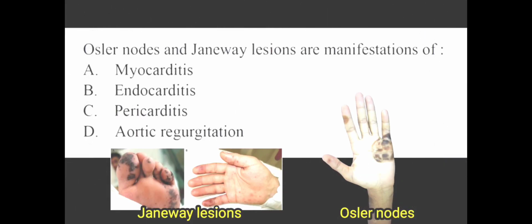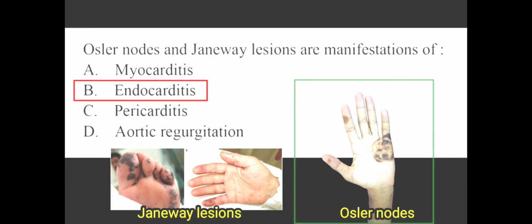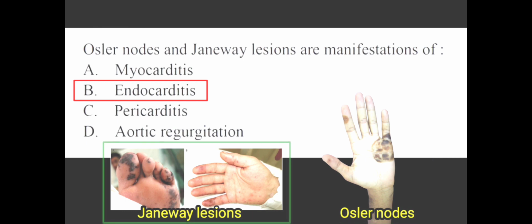Osler nodes and Janeway lesions are manifestations of A. Myocarditis, B. Endocarditis, C. Pericarditis, D. Aortic regurgitation. And the correct answer is B. Endocarditis. Osler's nodes result from the deposition of immune complexes. The resulting inflammatory response leads to swelling, redness and pain that characterize these lesions. The nodes are commonly indicative of subacute bacterial endocarditis, whereas Janeway lesions are irregular, non-tender hemorrhagic macules located on the palms, soles, thenar and hypothenar eminences of the hands and plantar surfaces of the toes. They typically last for days to weeks. They are usually seen with the acute form of bacterial endocarditis.